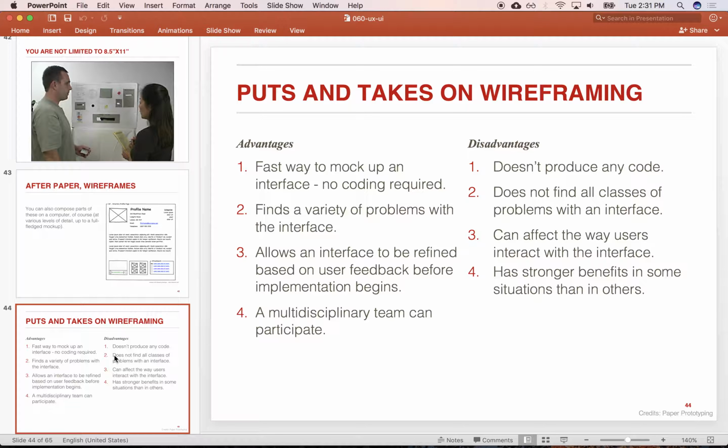One of the advantages is that there's no code required, but that's also one of the disadvantages, right? There is no code generated. There's no tangible artifact that you get at the end. You only get choices, hopefully the good choices, on which way to go.